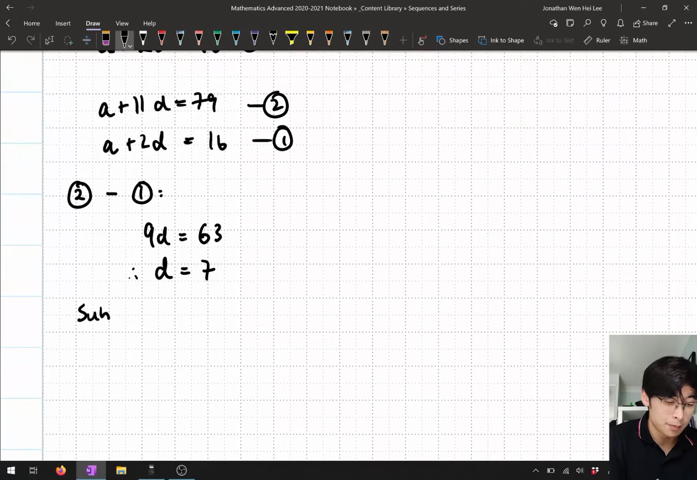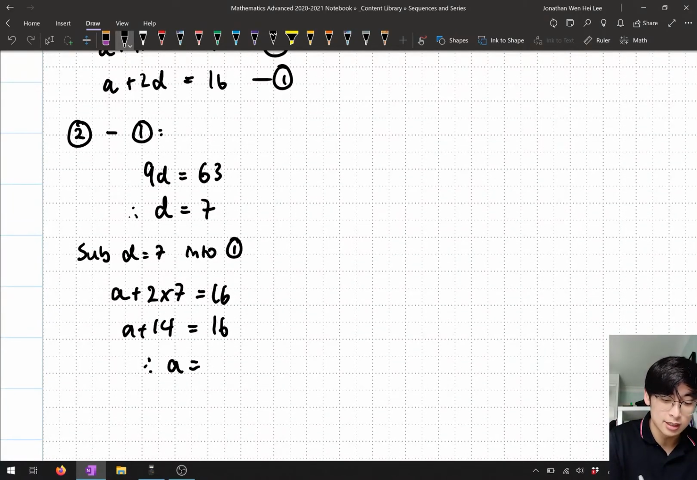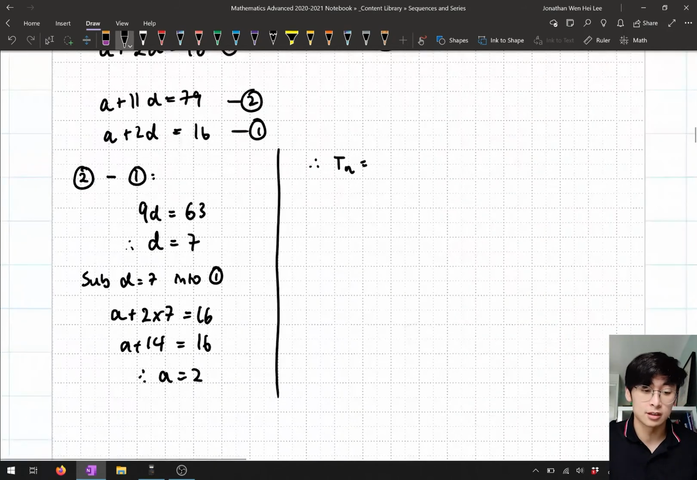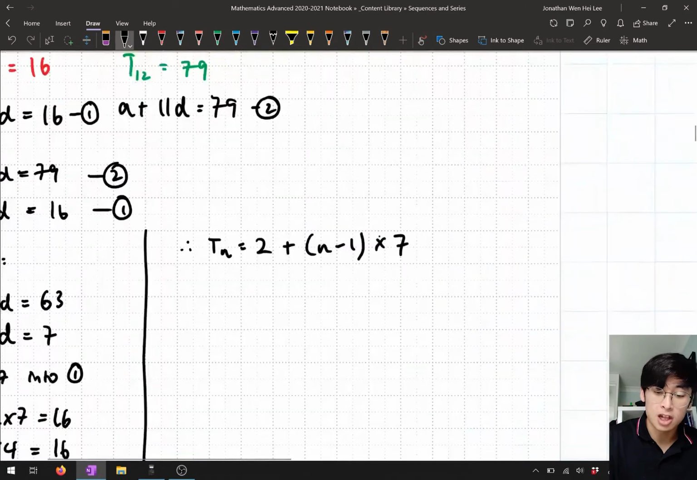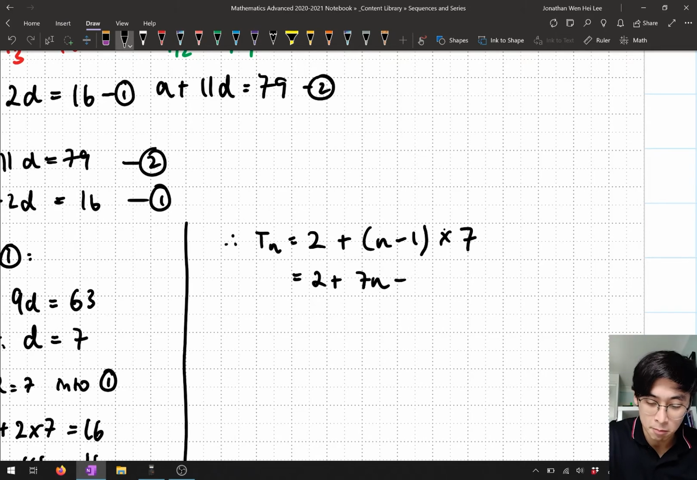Using that, I can sub d is equal to 7 into one of my equations. I'm going to sub it into 1 to make it easier. So a plus 2 times 7 is equal to 16. That's 14, so a plus 14 is equal to 16. So therefore, a needs to equal 2. And so from here, Tn is equal to, so I sub these values in, the starting term was 2 plus n minus 1 times the common difference of 7. And so the general term of my arithmetic progression just becomes 2 plus 7n minus 7, which is just 7n minus 5.